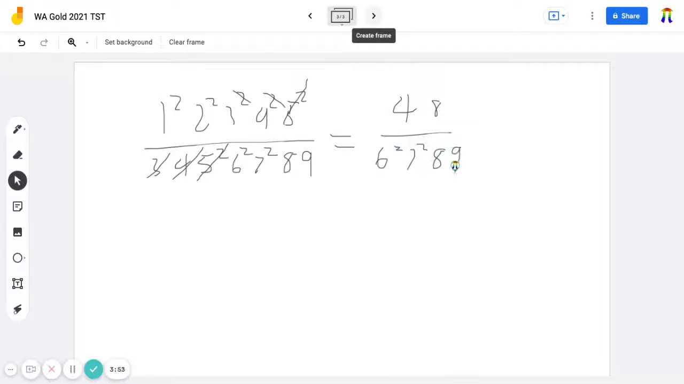Now 48 we know is 8 times 6. So we can cancel out this 8, this exponent here. 48 goes away, and we get 1 over 6 times 7 squared times 9. That's the probability. This holds no matter how our setup works, who we choose to win each game, as long as everyone wins 2 games.